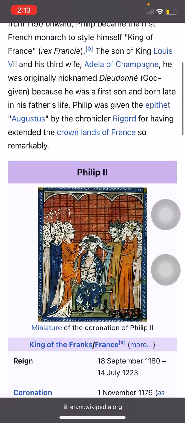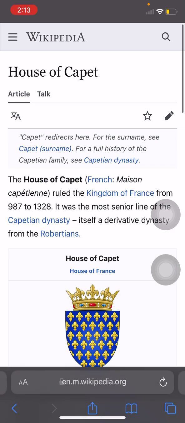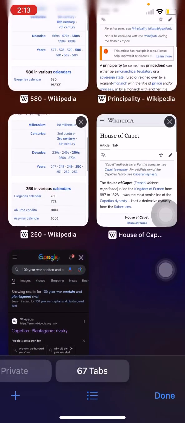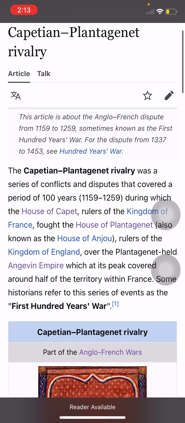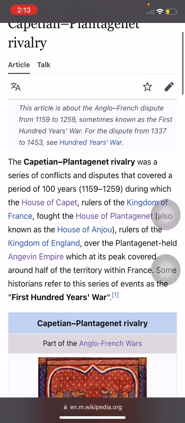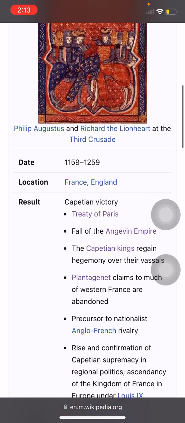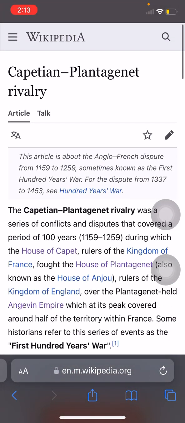Against Philip II of France, who became King of France, from the House of Capet, as you can see. Now you go here, you got the Capetian-Plantagenet rivalry. As you see, it was a series of conflicts and disputes that covered a period of 100 years, 1159 to 1259, during which the House of Capet, rulers of the Kingdom of France, fought the House of Plantagenet, also known as the House of Anjou, rulers of the Kingdom of England, over the Angevin Empire. So I want you to understand that she was referring to this war.